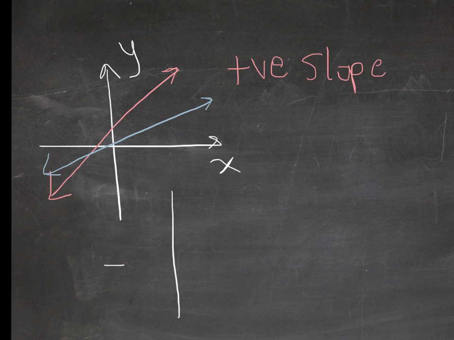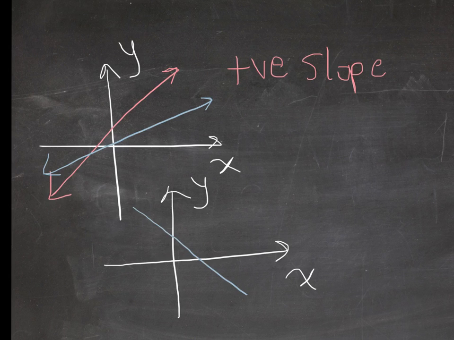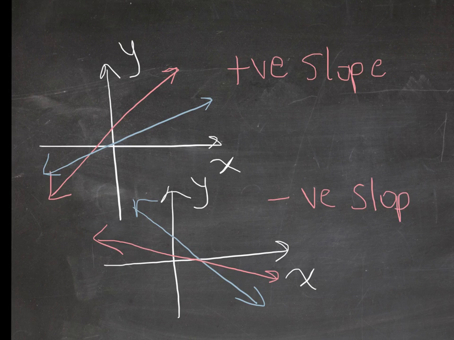If I have lines going now from quadrant 2 to quadrant 4, something like this, these lines have negative slopes. So lines that slope upwards have positive slopes, and lines that slope downwards have negative slopes.